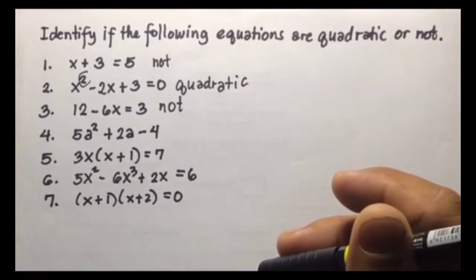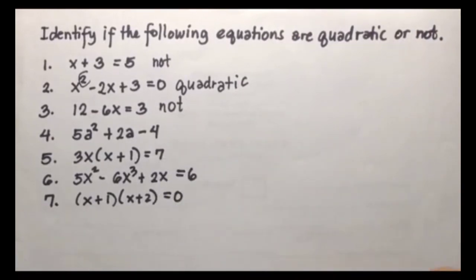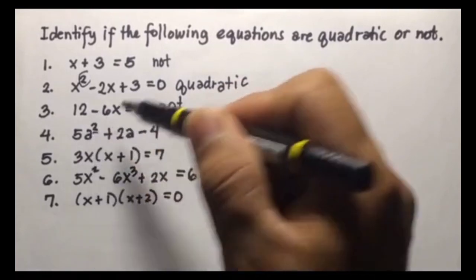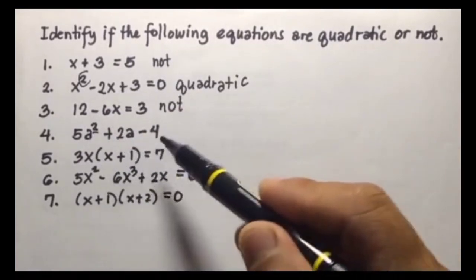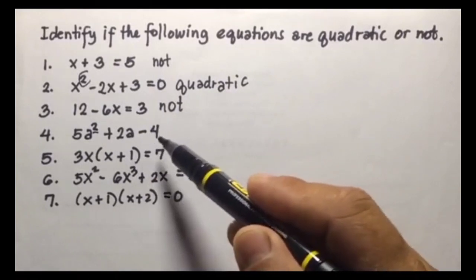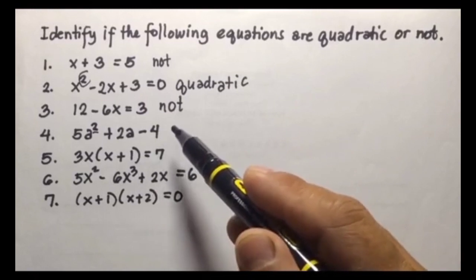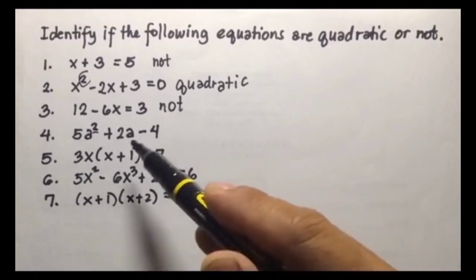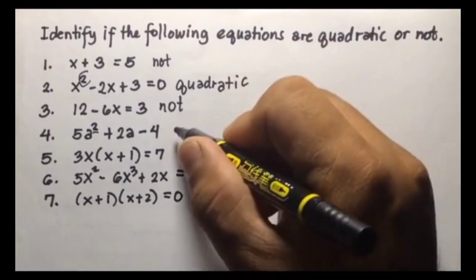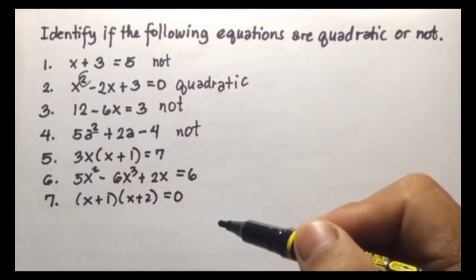Then number 4, 5a squared plus 2a minus 4. The highest exponent is 2 in here. But if we look at the mathematical sentence, you cannot find an equal sign. So no equal sign, meaning this is not an equation. So 5a squared plus 2a minus 4 is not a quadratic equation, although the highest exponent is 2.